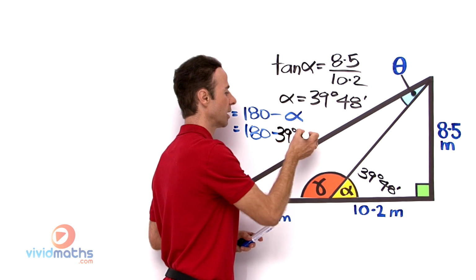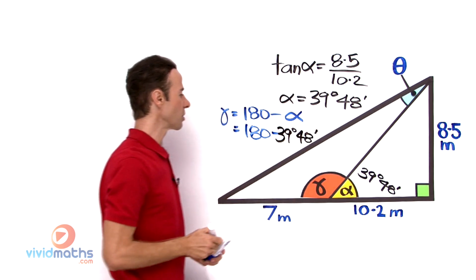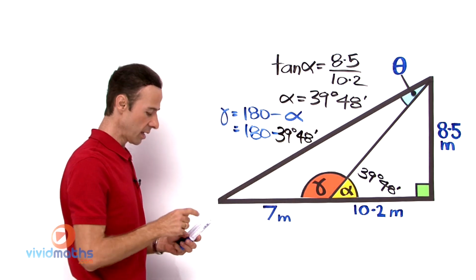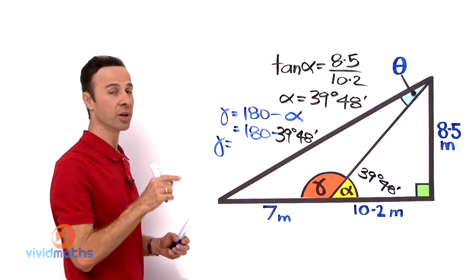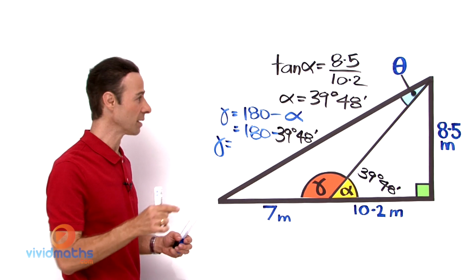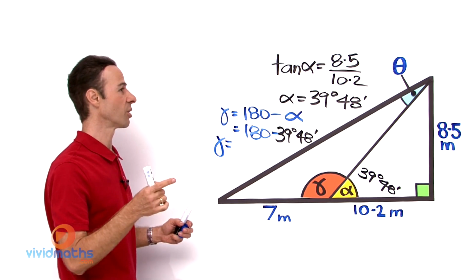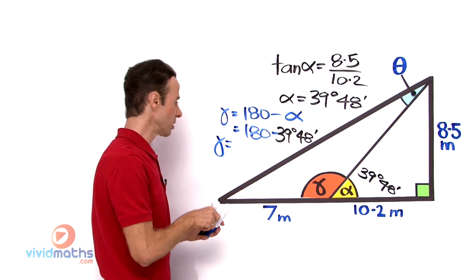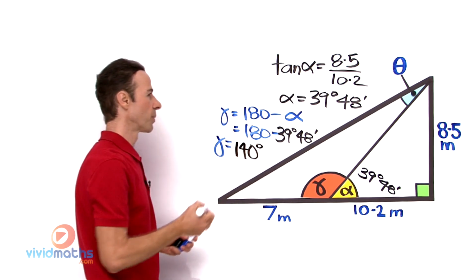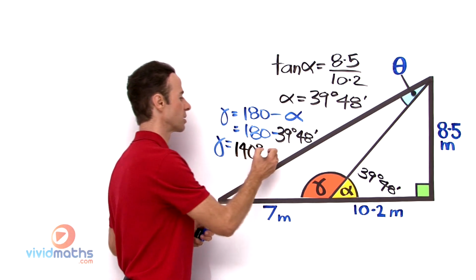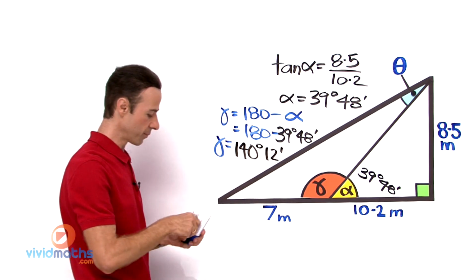Let's subtract them, put them in the calculator, and it will give us a final result of gamma equals 180 take away 39 DMS, 48 DMS. That's going to give us a grand total of 140 degrees and 12 minutes. Okay, there we go.